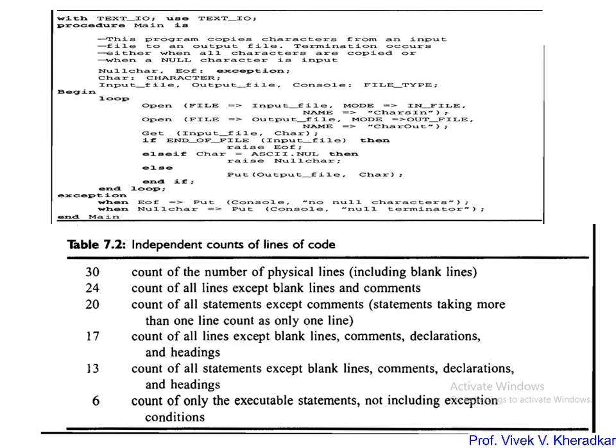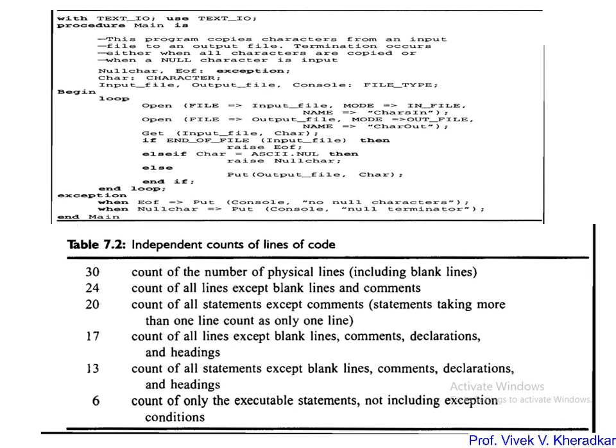The second measurement of LOC is 24, which counts all lines except the blank lines and comments. Another measurement is 20, which counts all the statements except the comments. Then we also got a LOC of 17, which counts all lines except blank lines, comments, declarations and headings. So if I remove the declarations, headings and blank lines, the remaining lines are 17.